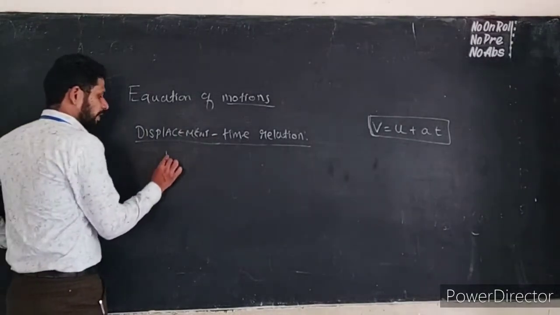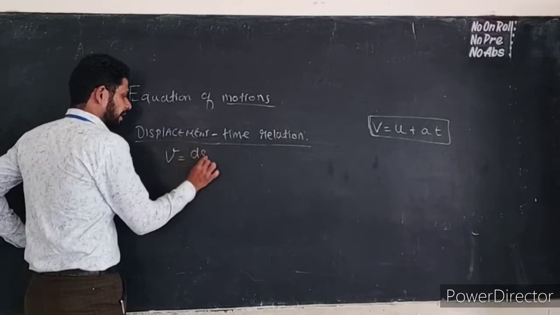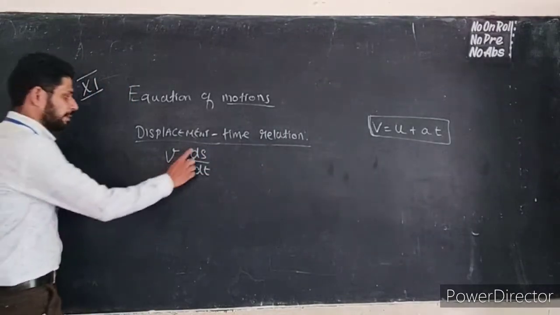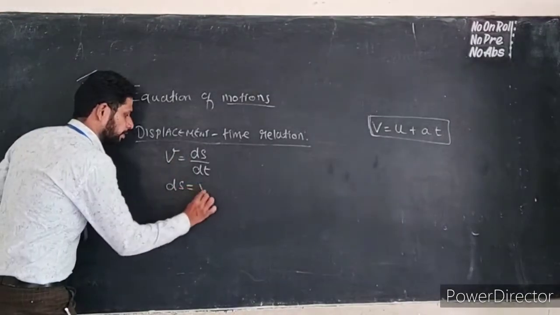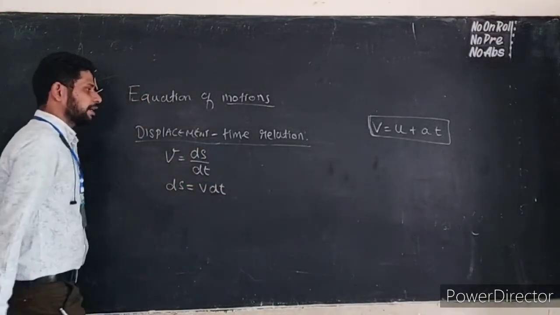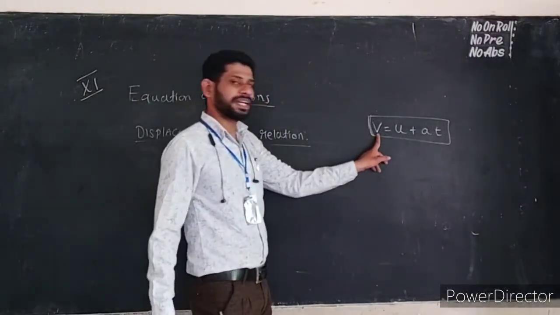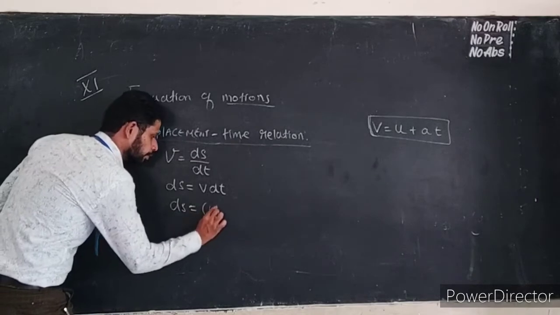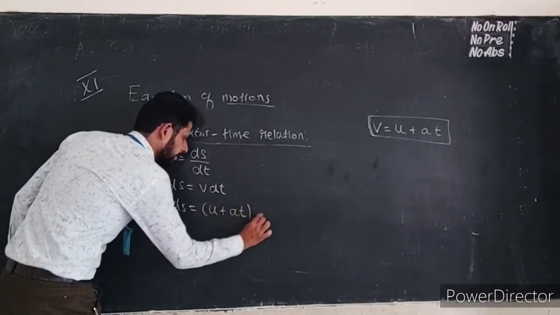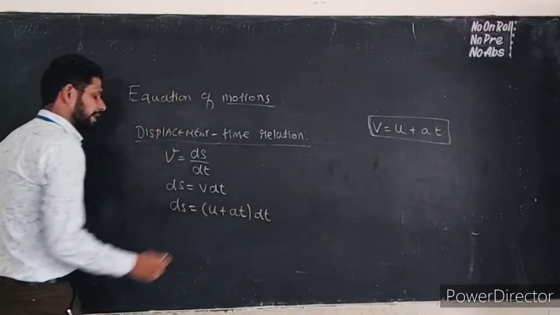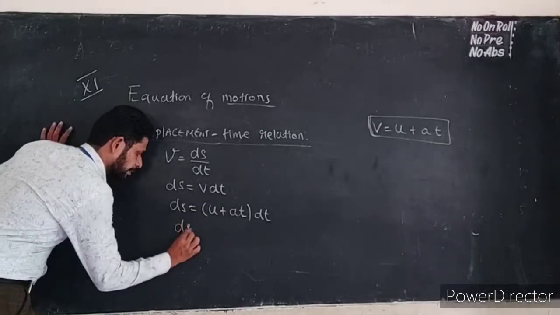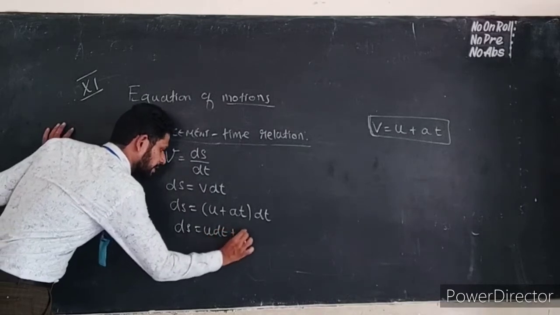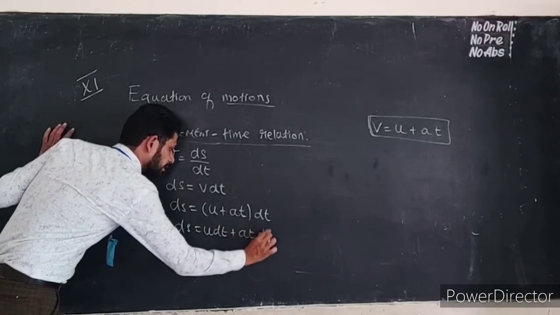You know very well what the velocity is. Velocity is nothing but the rate of change of displacement. From here, what is ds? Then ds will be equal to v dt. Now, what is the value of v here? From equation one, we know that ds will be equal to (u plus at) into dt. So just multiply inside, you will get ds will be equal to u dt plus at dt.